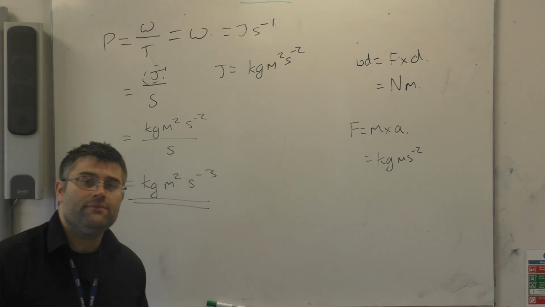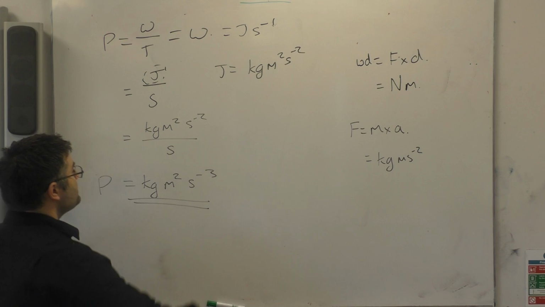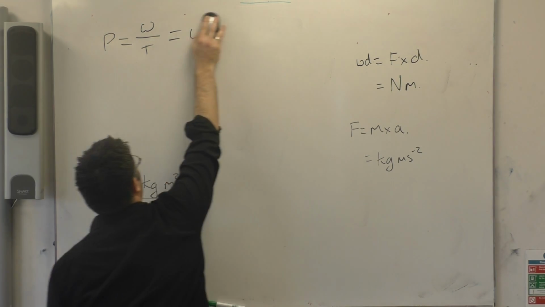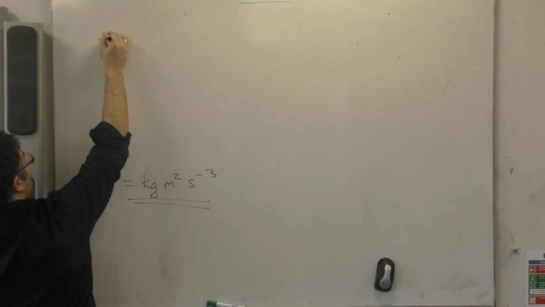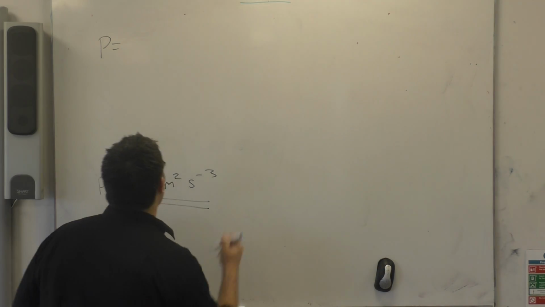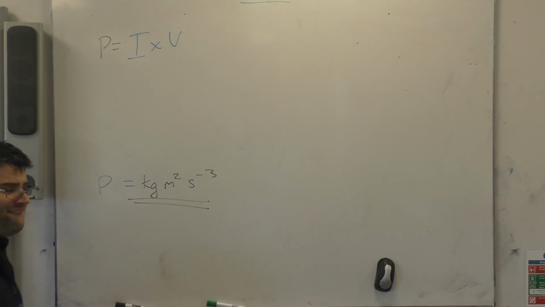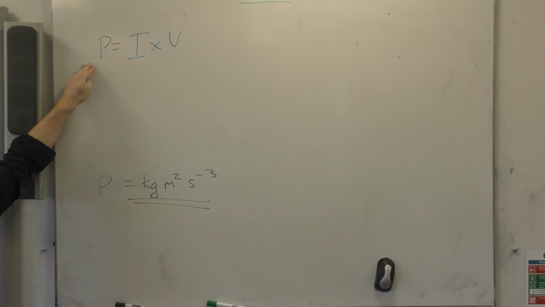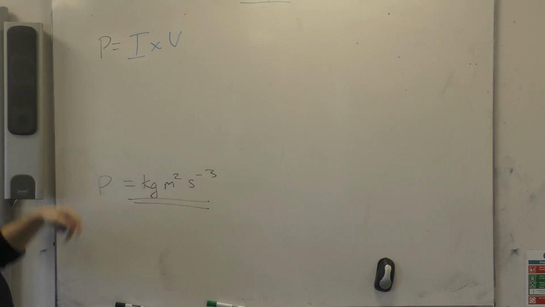So in electricity, we can do something slightly different. In electricity, we can suggest that power is equal to I times V. Well, I times V are very, very different units than what we've got here. So how can this be the same power? Well, we're going to show you how it's actually exactly the same, and this is the same power for both.